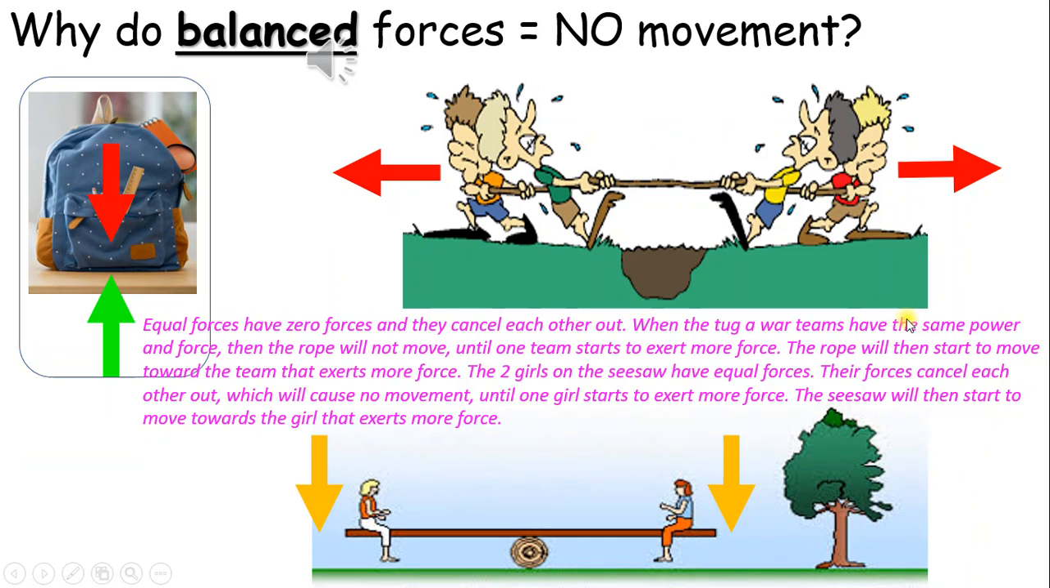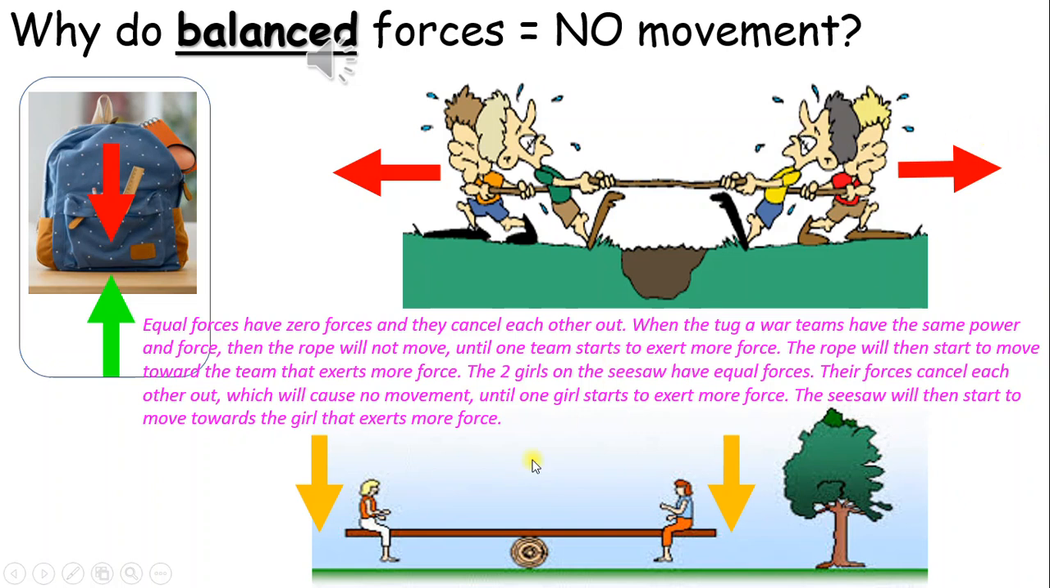Equal forces have zero forces, and they cancel each other out. When the tug-of-war teams have the same power and force, then the rope will not move until one team starts to exert more force. The rope will then start to move toward the team that exerts more force.